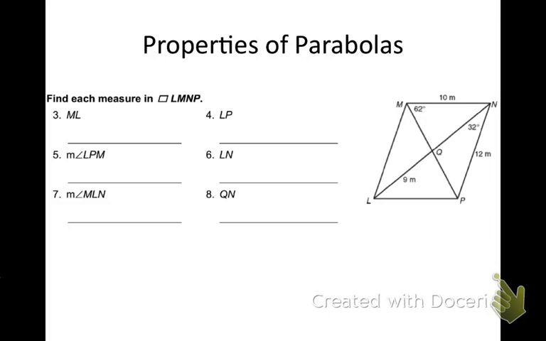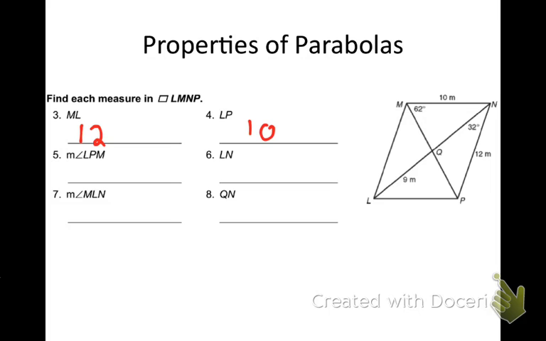All right, let's start going through some of these. First one I want to do is I want to find ML. Mots, what is ML going to be, sir? 12. It is 12. Nice job. What about LP? What is LP going to be, Hannah? It is 10. Nice job.